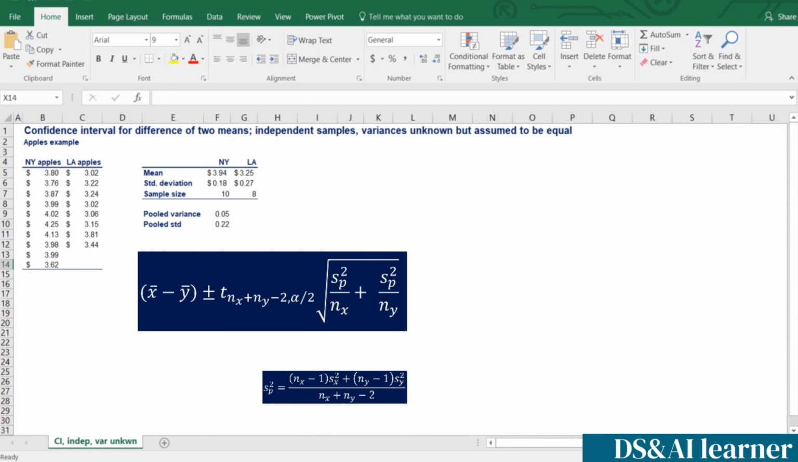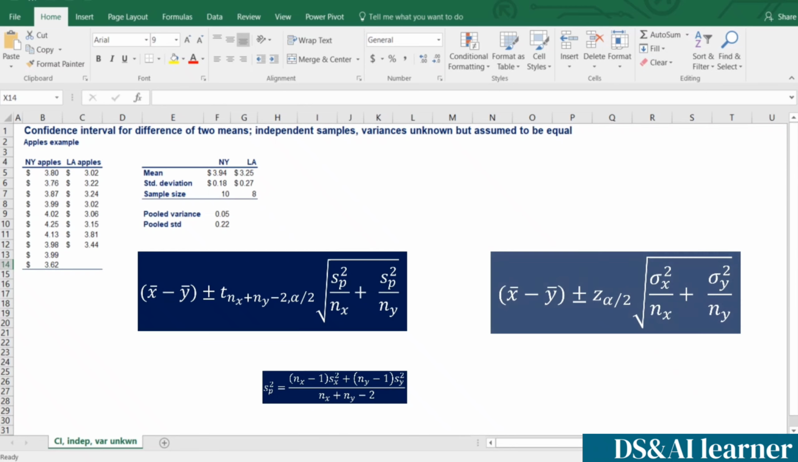Let's compare it to the formula for independent samples with known variance. We have the same difference of sample means, but instead of the population variances, we have the pooled sample variance. And then, instead of the z-statistic, we have the t-statistic. Although the formulas are different, they are very consistent, right?